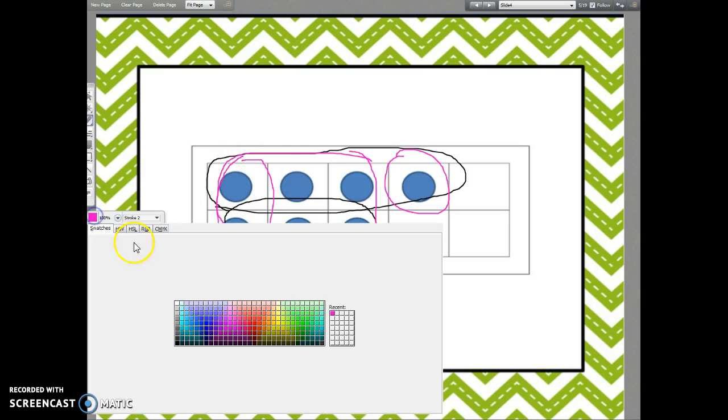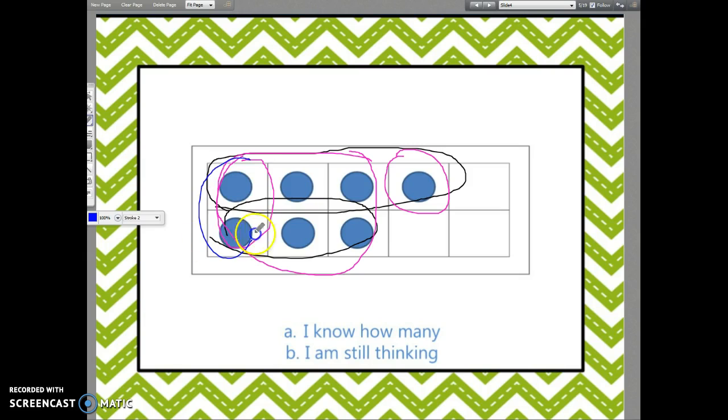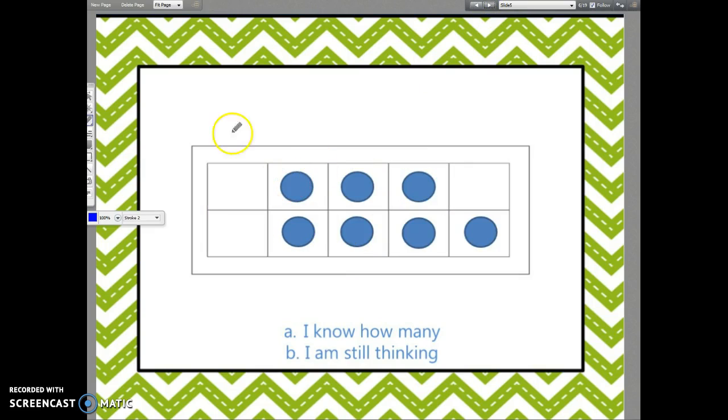You may have seen 2 plus 2 plus 2 plus 1. All of those combinations will give us 7. If you got a different combination, I would like you to tell your learning coach. Great work. Here's our next one. Take just a second and tell me how many you see and how you see it.